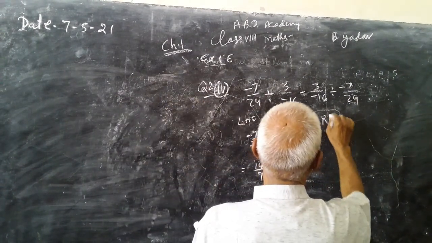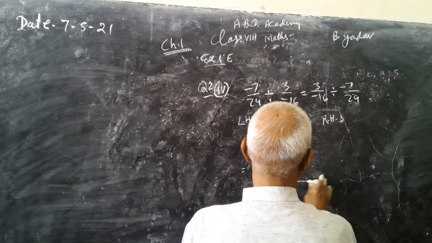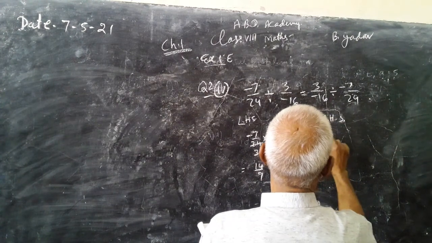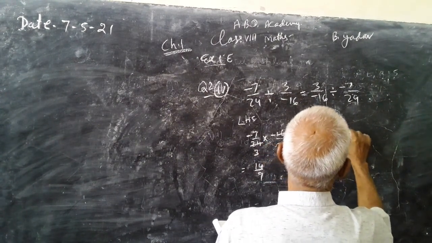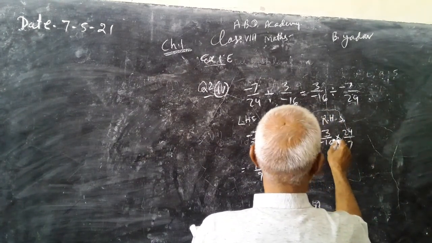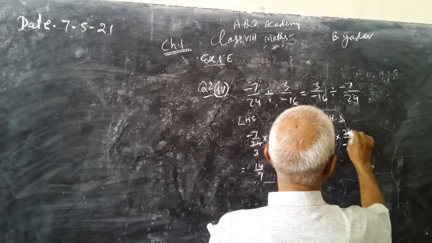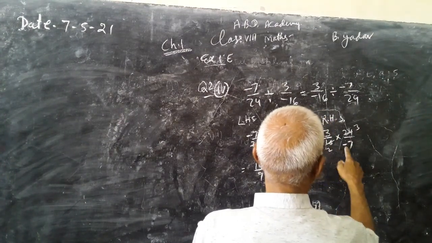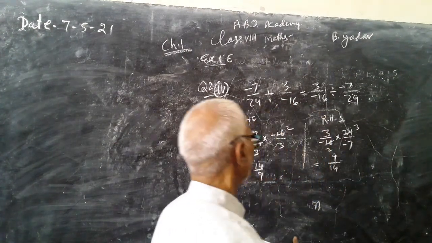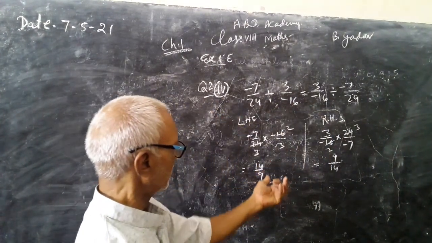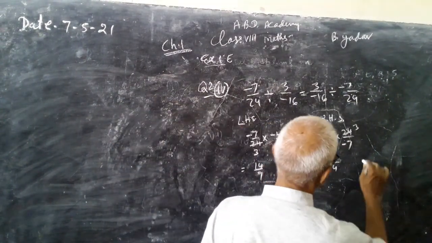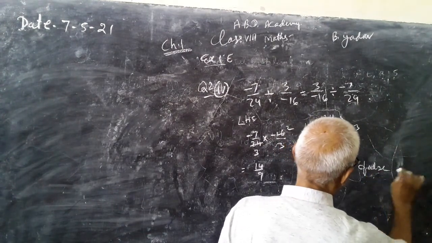And right hand side will come 3 by minus 16 into 24 by minus 7. Here 8 2s and 3s. Minus minus becomes plus, so it is 9 by 14. Here left hand side is 14 by 9, right hand side is 9 by 14, which are not equal. So this case is also false.